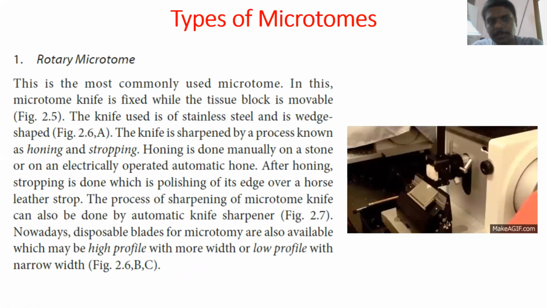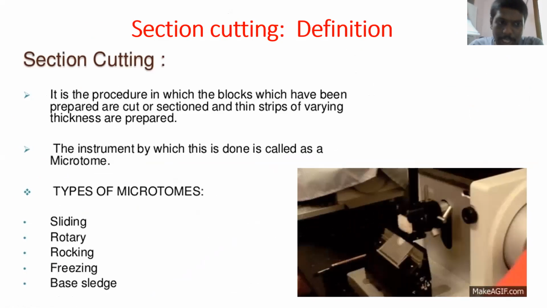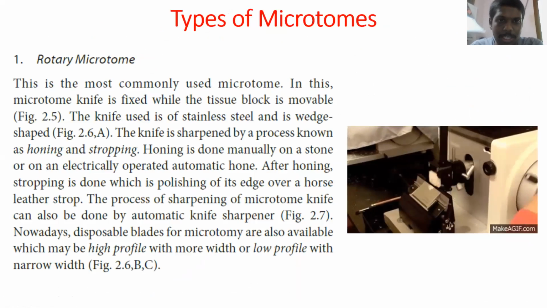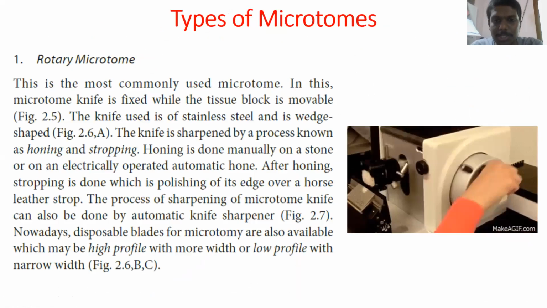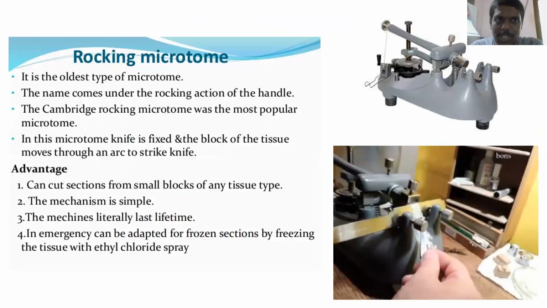We have different types of microtomes also: sliding microtome, rotatory microtome, rocking microtome, freezing microtome, and base ledge microtome. The rotatory microtome is the commonly and routinely used microtome within the labs, and the sliding microtome is used for cutting celloidin embedded tissues. The rocking microtome is one of the ancient microtomes, developed by Cambridge University for cutting small pieces of sections. Small pieces of section can be easily cut by using the rocking microtome.